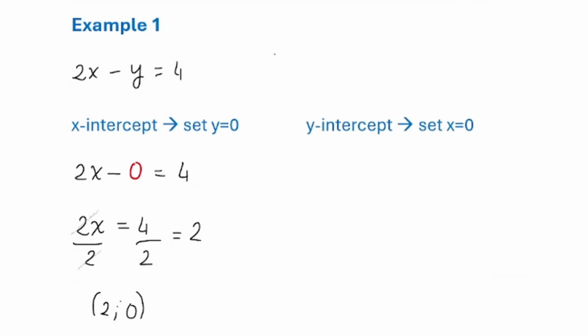Next, we find the y-intercept. We set x equal to 0. We rewrite the equation replacing x with 0. So we get 2 times 0 minus y equals 4. We simplify. 2 times 0 is 0. So we have minus y equals 4. We solve. y is equal to negative 4. The second point is (0, -4).